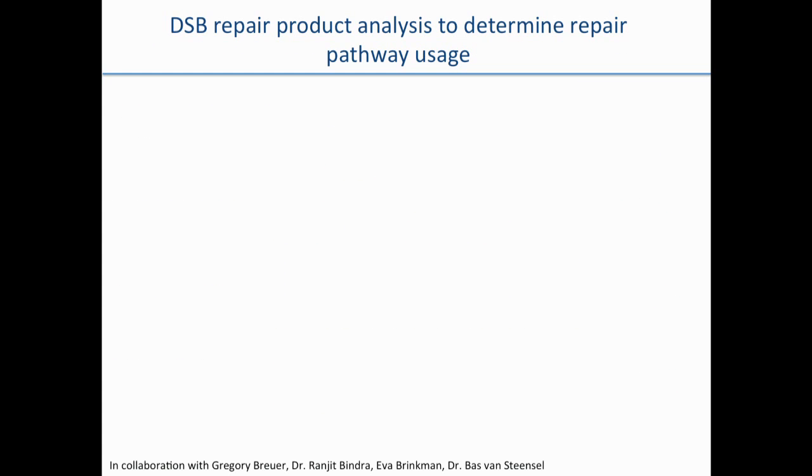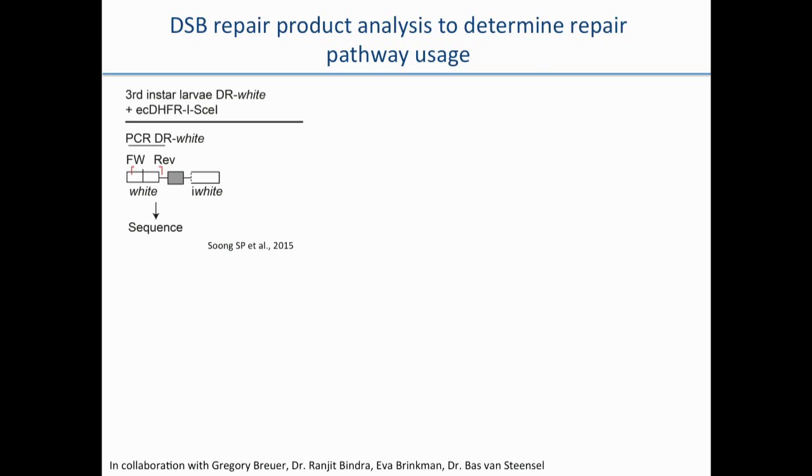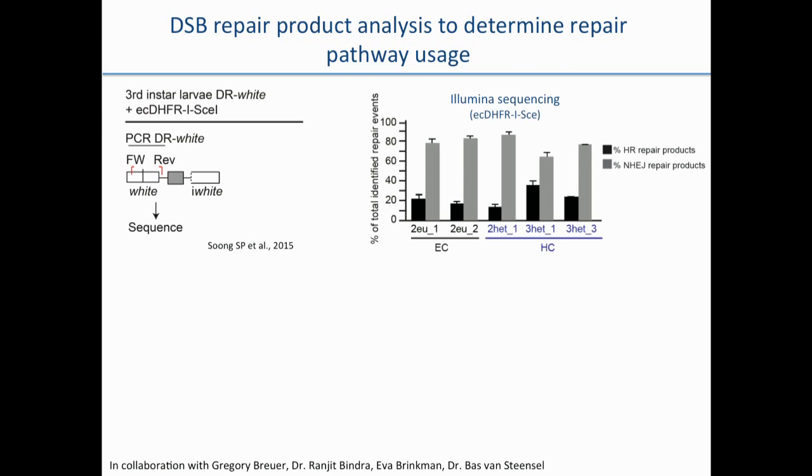And then the next thing I wanted to do is actually double-strand break repair product analysis, so sequence analysis. So for that we take third instar larvae that contain DR-white, that express IC, we feed them trimethoprim so you get expression of IC, and then we just PCR the upstream white gene in a DR-white construct and sequence it with Illumina sequencing.